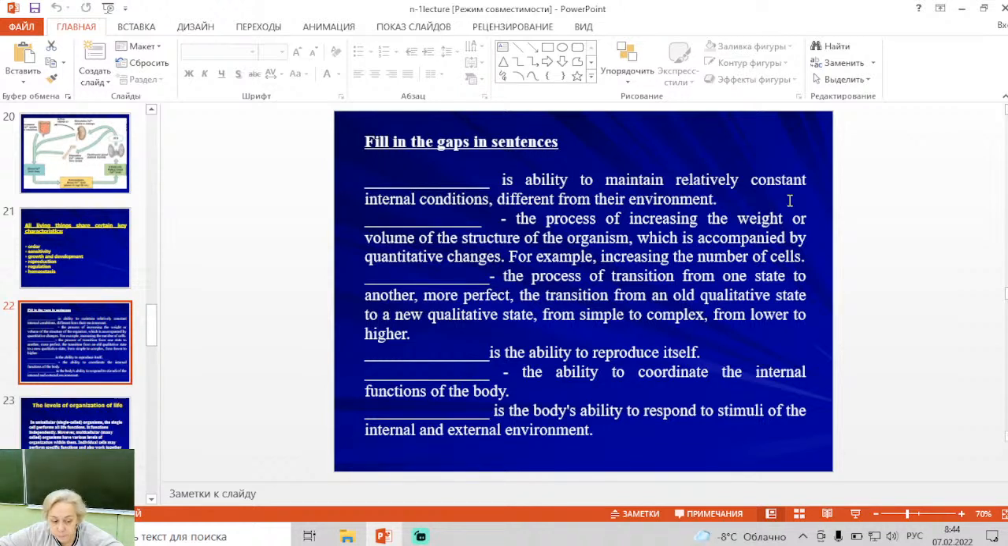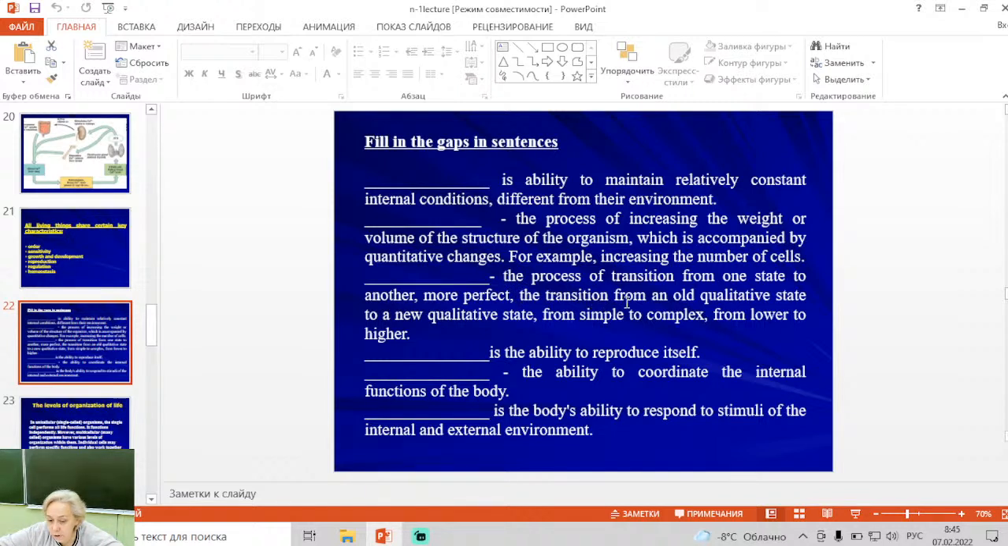Correct answer. Homeostasis. Next question. The process of increasing the weight or volume of the structure of the organism, which is accompanied by quantitative changes. For example, increasing the number of cells. It's growth.